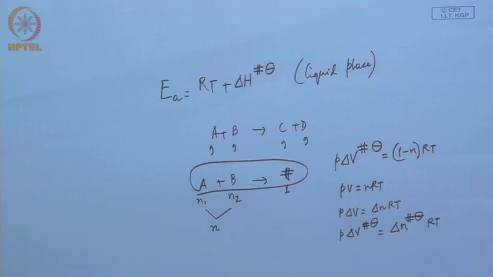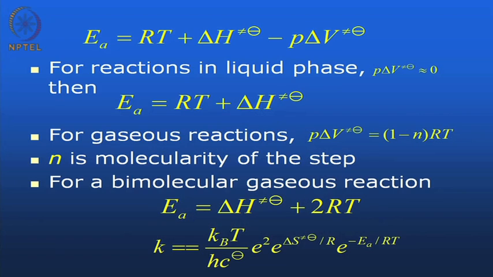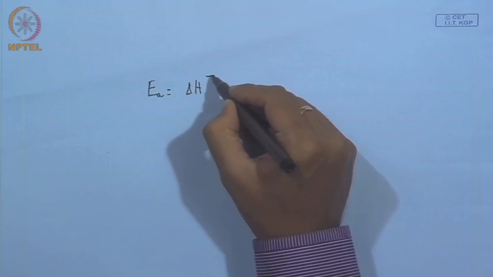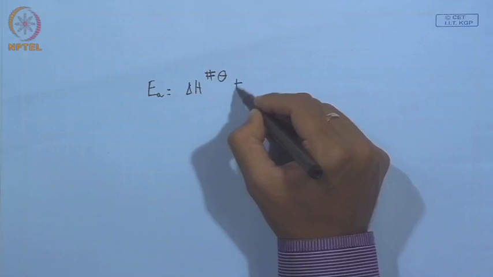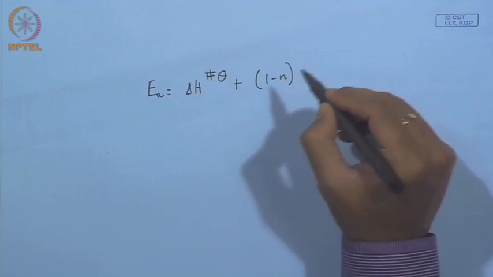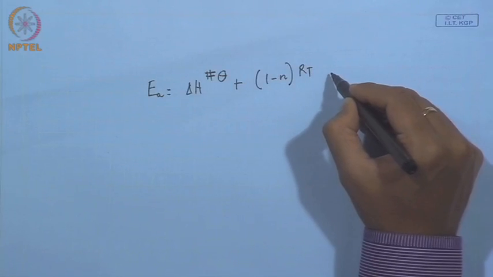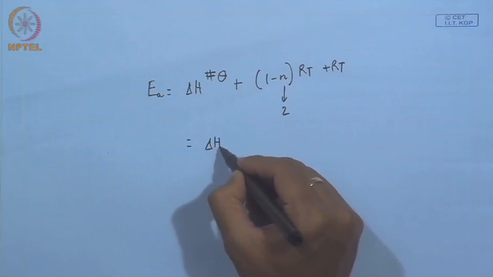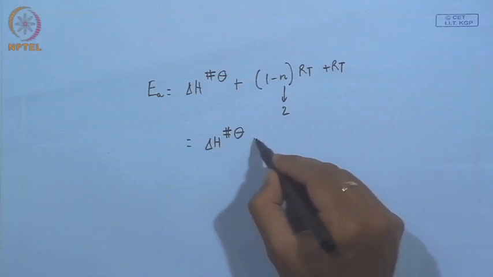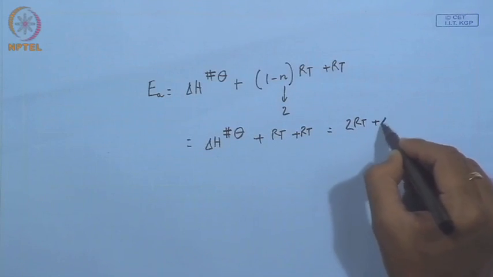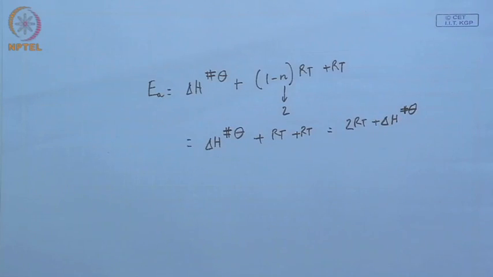Okay. Therefore, if it is the case of a bimolecular gaseous reaction, then you can write E_A is equal to ΔH double dagger standard plus (1 minus n) RT, and there is another RT term plus RT. So, for your bimolecular case n is 2, therefore E_A is equal to ΔH standard plus RT, that is equal to 2RT plus ΔH standard. Okay.